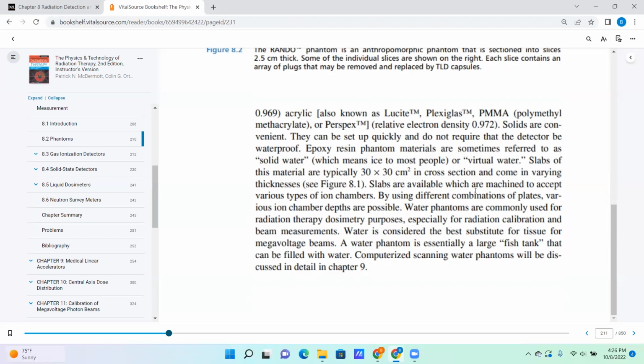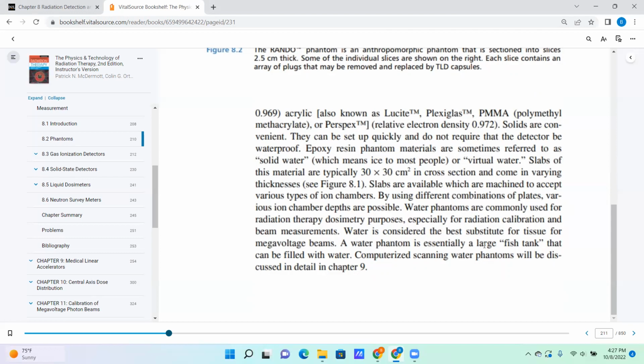Slabs of this material are 30 by 30. My guess is you've probably seen this as the physicists have dragged this out to do a QA, perhaps muttering under their breath while they're doing it. And they come in varying thicknesses. Slabs are available which are machined to accept various types of ion chambers. By using different combinations of plates, various ion chamber depths are possible.